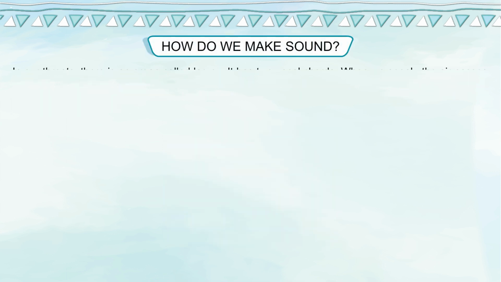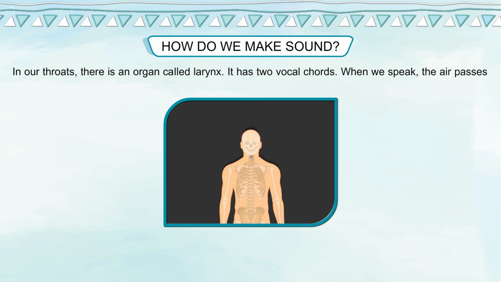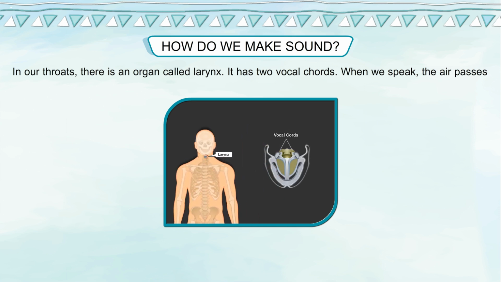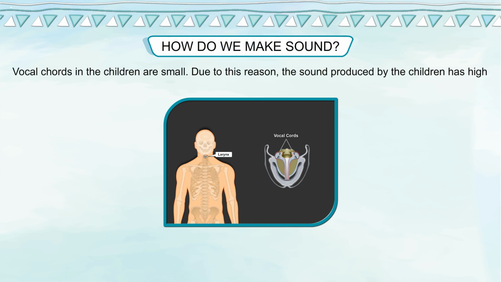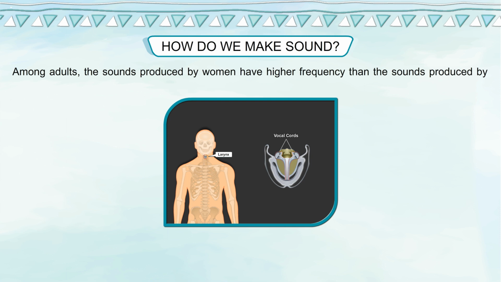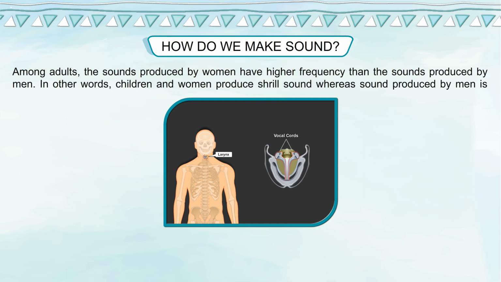How do we make sound? In our throat, there is an organ called larynx. It has two vocal cords. When we speak, the air passes through the narrow slits in the vocal cords, making them vibrate. These vibrations produce sound. Vocal cords in the children are small. Due to this reason, the sound produced by the children has high frequency. Among adults, the sounds produced by women have higher frequency than the sounds produced by men. In other words, children and women produce shrill sound, whereas sound produced by men is dull.